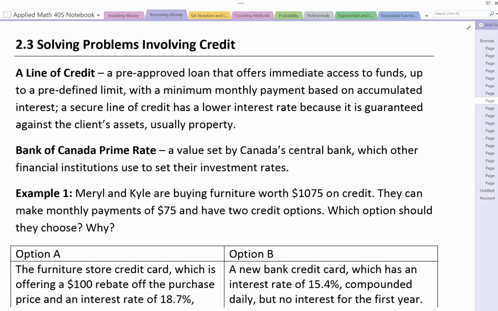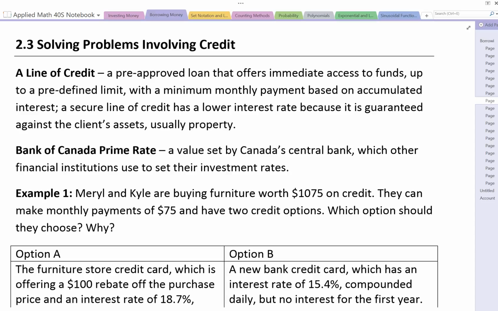In this lesson, we're going to look at solving problems involving credit. Now, with credit, we can get credit through a loan. There's a line of credit. We've got credit cards. And often, the credit cards have a very high interest rate, whereas if you can use a line of credit and you apply for that and qualify for that, then it's a lower interest rate.